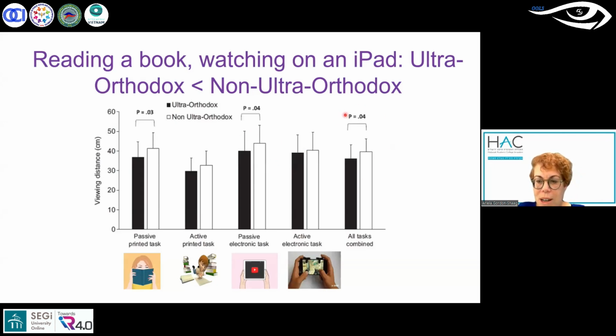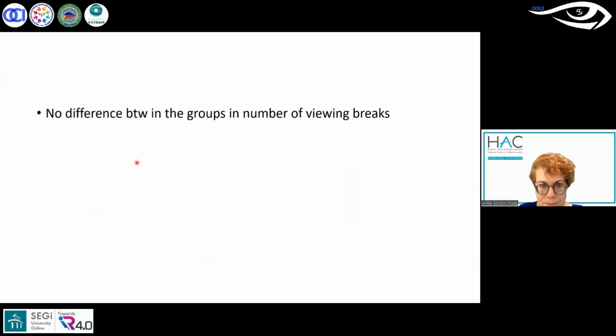What we found is that when you look at the viewing distance in centimeters, and you look at the viewing distance of all the tasks combined, the ultra-Orthodox men are indeed doing things at a shorter distance than the non-ultra-Orthodox men. This is primarily driven by reading. They read at a much closer distance than their non-ultra-Orthodox peers. And there was no difference between the groups in the number of viewing breaks.